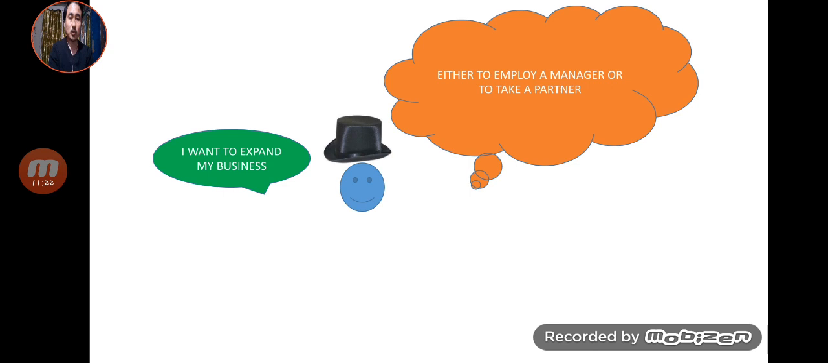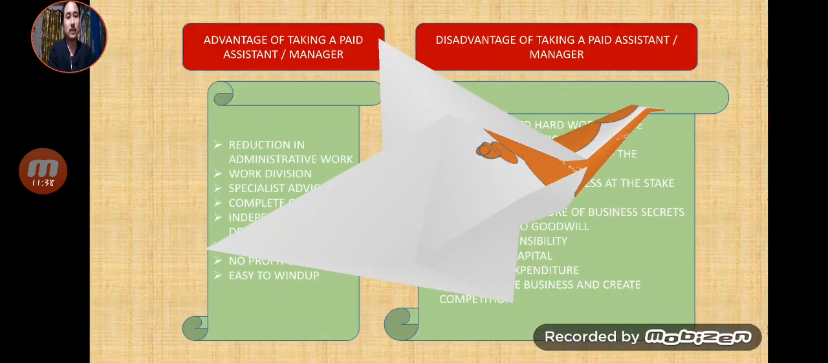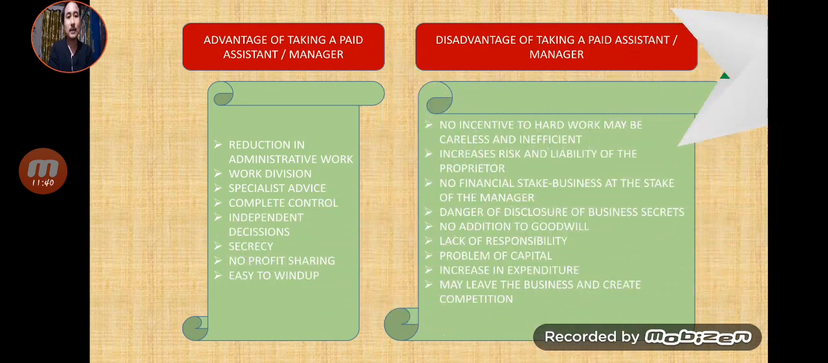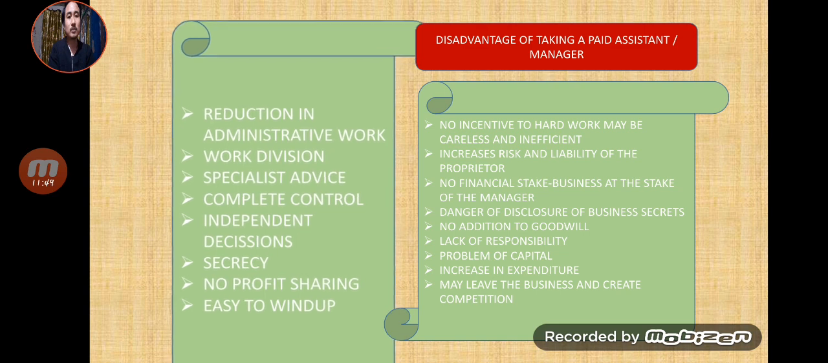So if sole proprietors want to grow their business, they need to either employ a manager, take help of a manager, because from a certain point when the business grows, a certain set of skills are required, or this kind of sole proprietor can take a partner. So in the next slides I will be discussing the advantages and disadvantages of taking a manager, or taking the help of a partner.